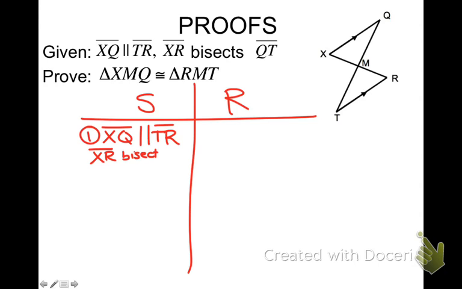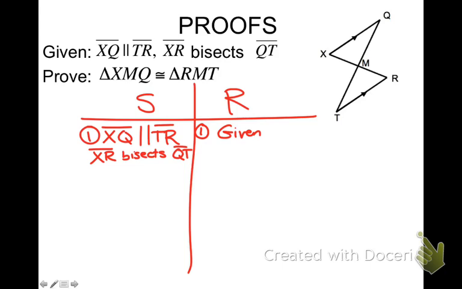bisects QT. All right, so bisecting, I've got two options. Is it going to be the angle bisector, or is it going to be the segment bisector? It is a segment. Jimmy, why?